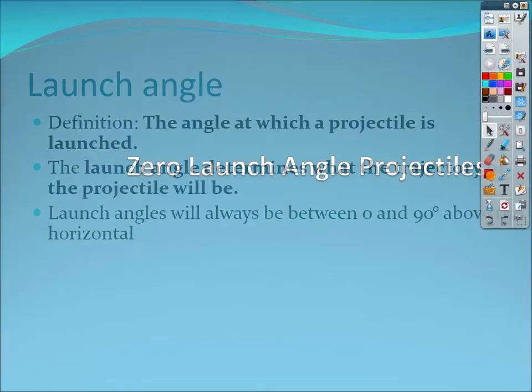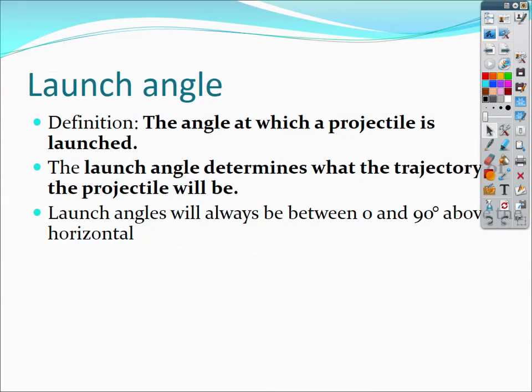Okay, so when I say a zero launch, I'm talking about the launch angle, the angle at which the projectile is released. All right, and this is almost always related to the horizontal. So we have to imagine a horizontal plane, and the angle is either going to be above that horizontal plane or below that horizontal plane. Okay, that would be my launch angle.